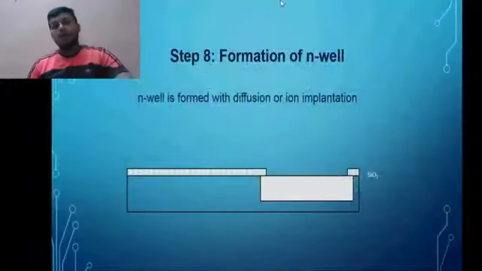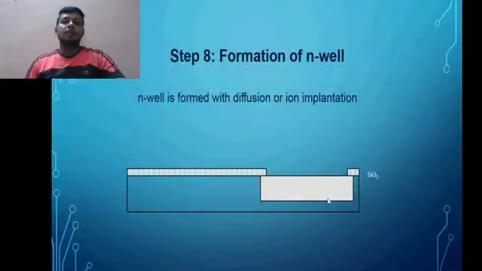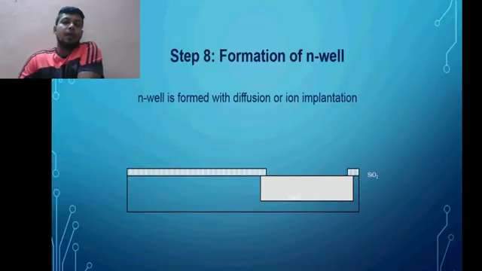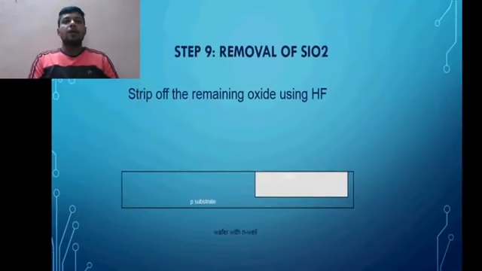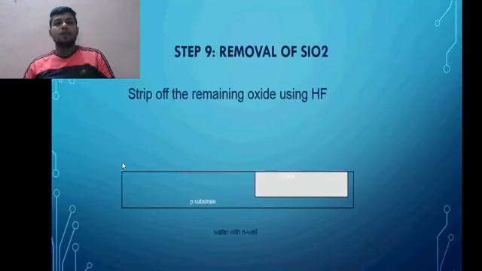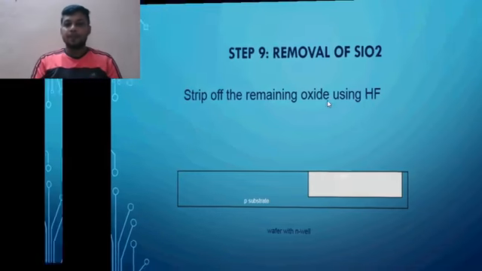and in this step we'll form an N well. The N well is formed with ion implantation. So after the N well is formed, we'll strip off the oxide layer using hydrofluoric acid.